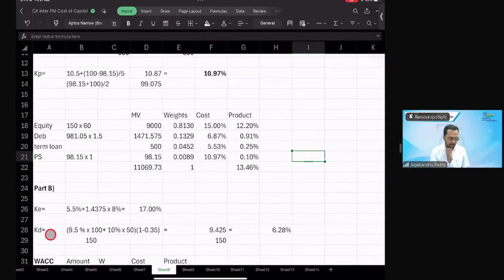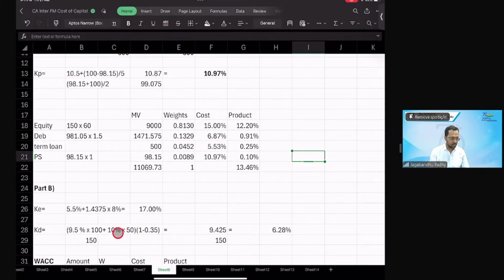Whereas the cost of debt will be computed in a bit different way. This is going to be 9.5% for the initial 100, plus 10% for 50, multiplied by 1 minus 0.35, which is the 1 minus tax.